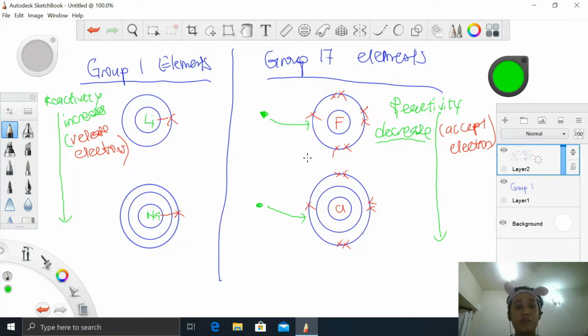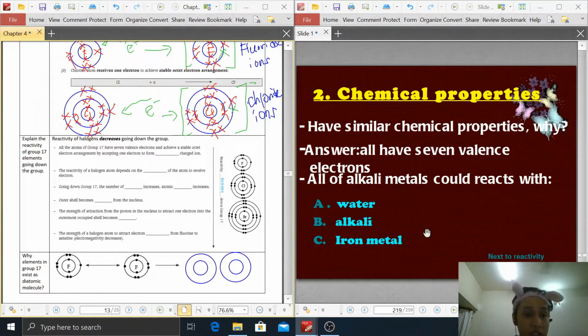You need to be able to explain why group 1 elements' reactivity increases and why group 17 elements' reactivity decreases. So let's look at the notes here. They have 7 valence electrons and achieve octet by accepting 1 electron to form a negatively charged ion. So it depends on the tendency of the atom to receive an electron. As you go down group 17, the number of shells increases, and atomic size increases.